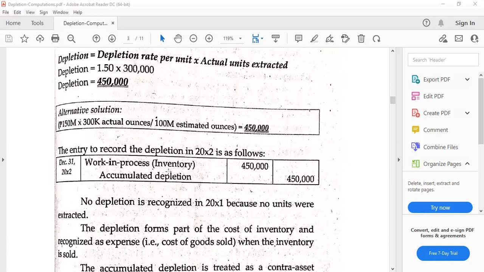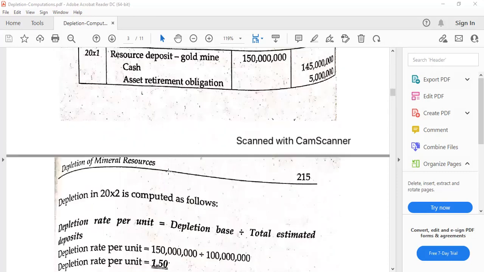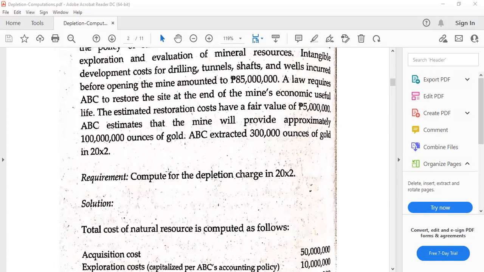And to record the depletion, that is simply to debit it first to an asset, work in process inventory. That is an inventory for goods that are still in process, of 450,000, and accumulated depletion account, which is the contra non-current asset account, by the way, for our wasting assets, since they are expected to be consumed in more than a year. If current, of course, contra current asset, but this is non-current. Take note, this is in 20x2 because in 20x1, there has been no extraction.